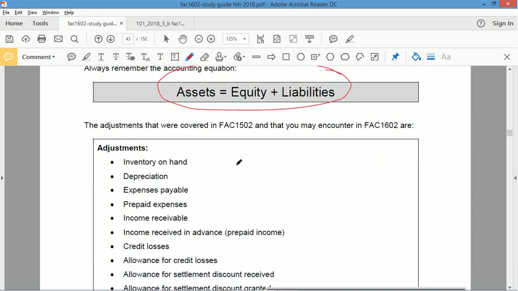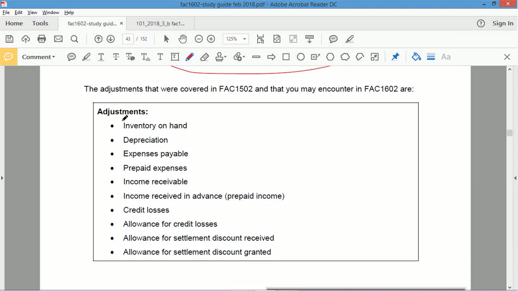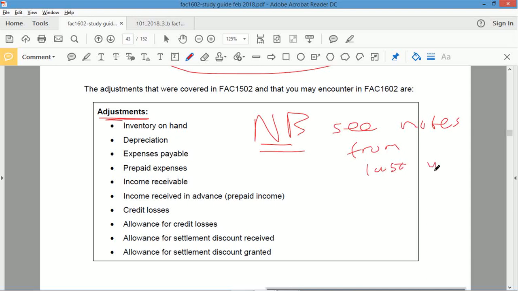And then we've got adjustments. Adjustments, NB. See notes from last week. We covered this. I'm still going to send you, after today I can actually do it, last week's notes. Because now I've got the nice template, I will just put it all together and say, this is what you need. Print all of it and then you can study from those notes.